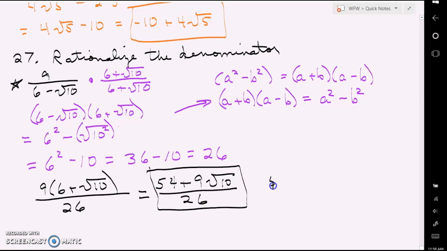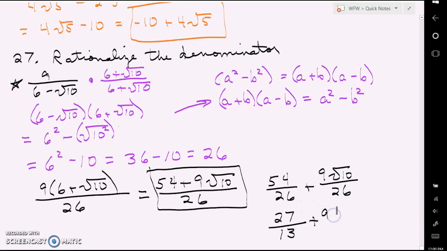Or you could break it up and still have the same answer, same value. But if you do this, then you need to simplify the first term so that you would have 2 goes into 26 13 times and 2 goes into 54 27 times. So you would have 27 thirteenths plus 9 times the square root of 10 over 26. It's easier to just leave it in this format so that you don't have to take the extra step.